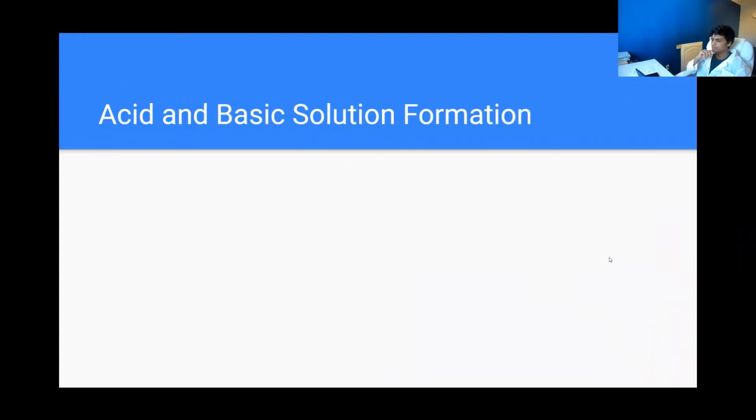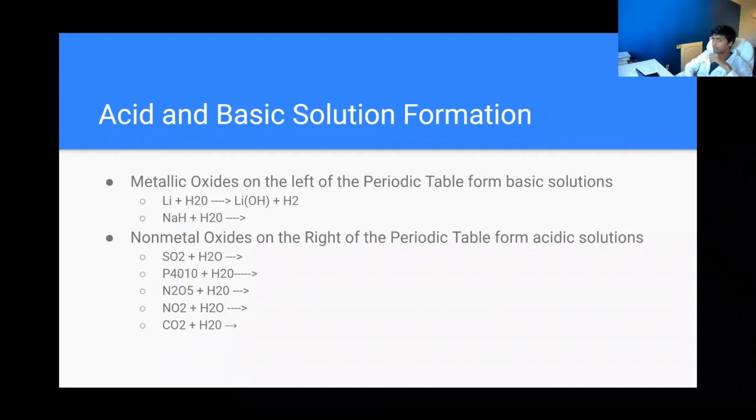Next, we're going to talk about acidic and basic solution formation. This usually happens when you dissolve some oxides in water. To the left side of the periodic table, you're going to have your alkali metals and alkaline earth metals, and they will form basic solutions. Now you know why they're called alkali metals. If you have lithium and water, they're going to react to form lithium hydroxide and hydrogen gas. So it's a redox reaction.